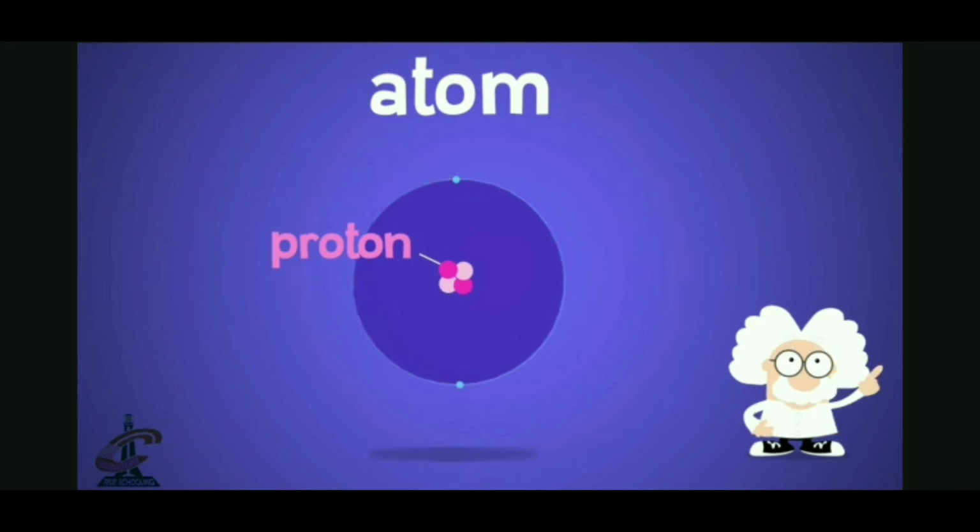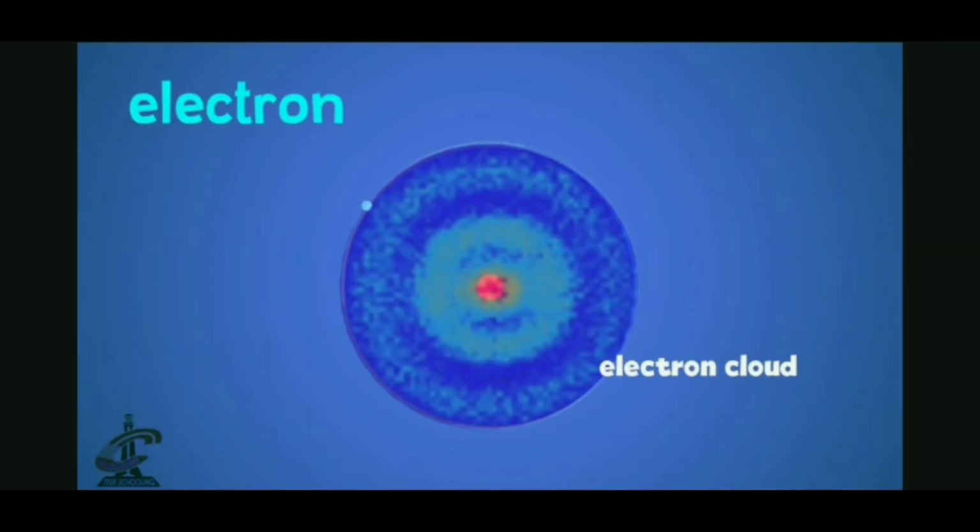For example, it's the number of protons inside an atom which makes each element different. As we have learned the difference of elements, students, that difference was because of the presence of proton numbers. And proton is a positively charged particle.